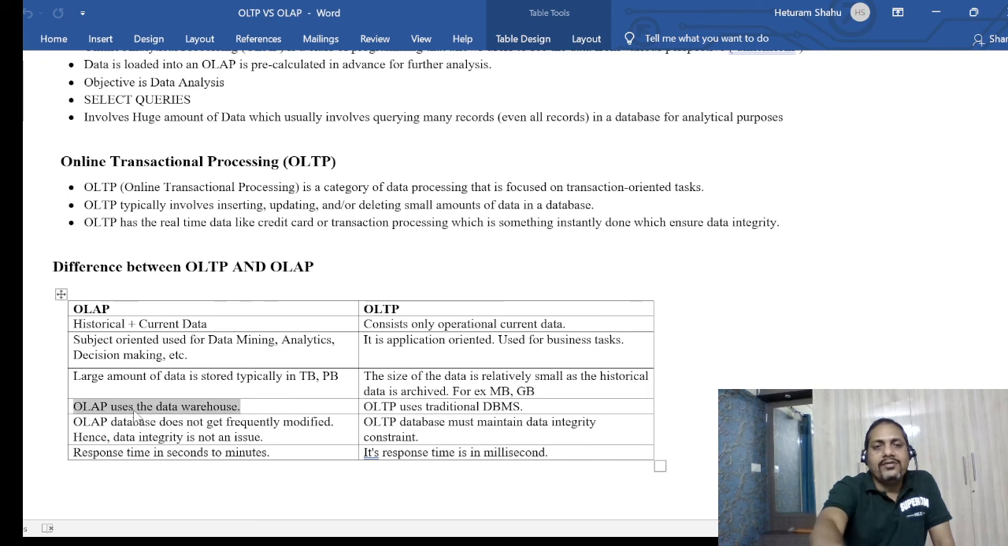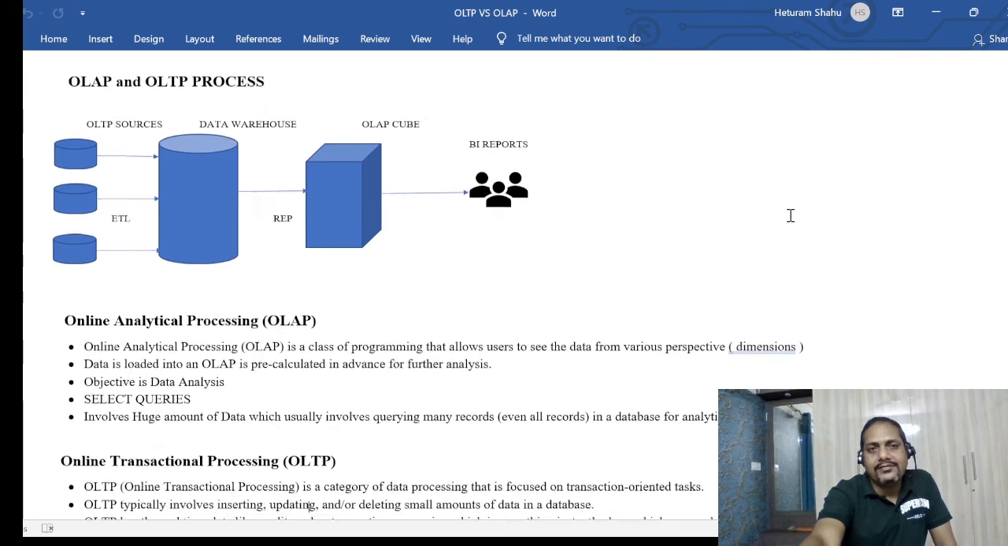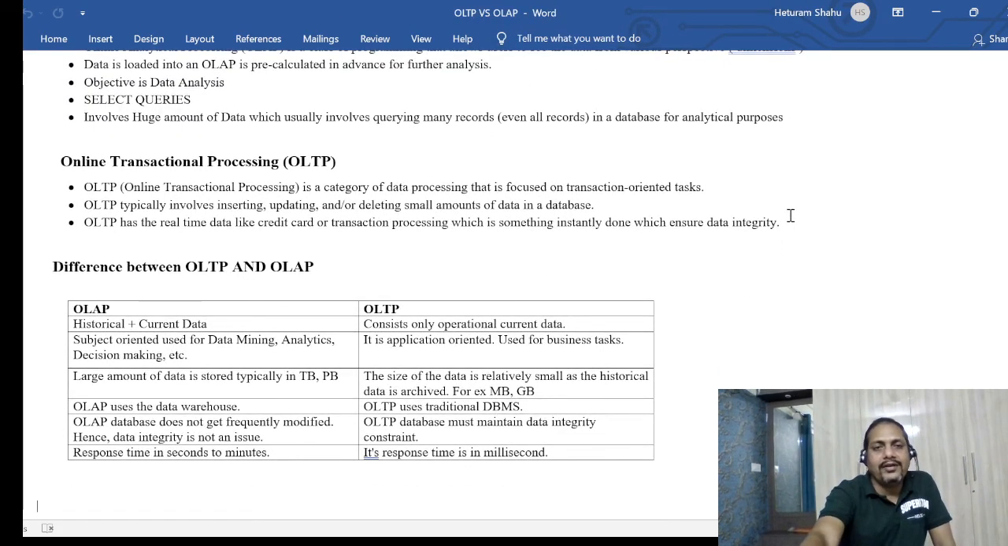Now, the fourth difference is that OLAP uses the data warehouse. Yes, that I told you, right? Because OLAP is basically fetching the data from the data warehouse. OLTP uses the traditional RDBMS. That's why I said these are the sources, right? These are the traditional databases, and this is what the OLTP systems are.